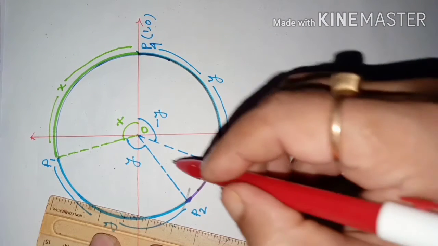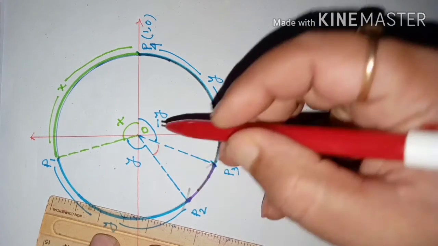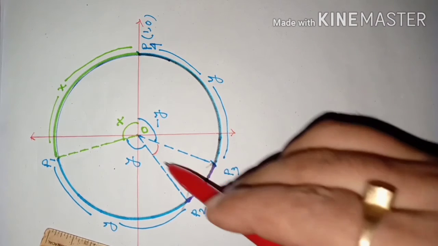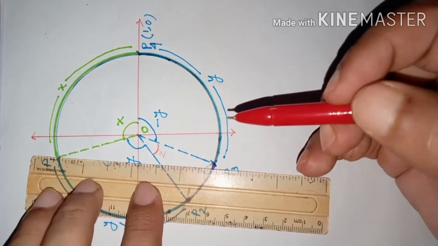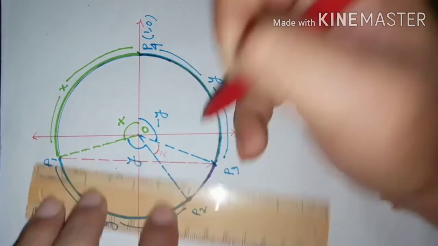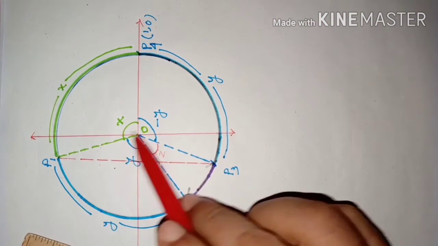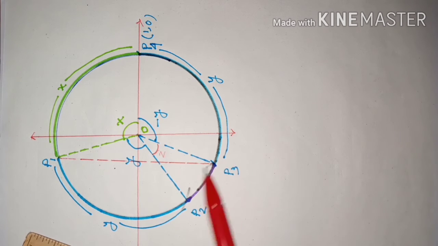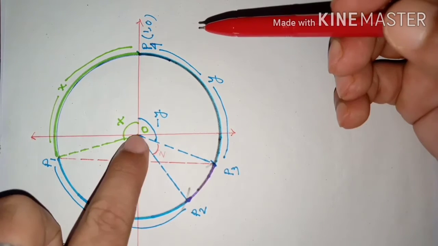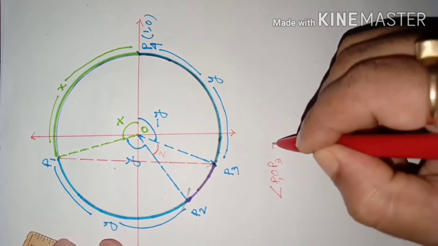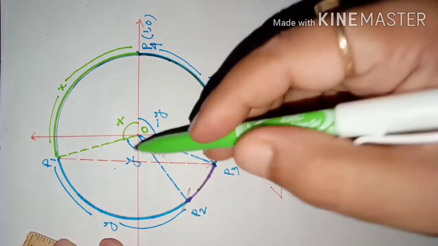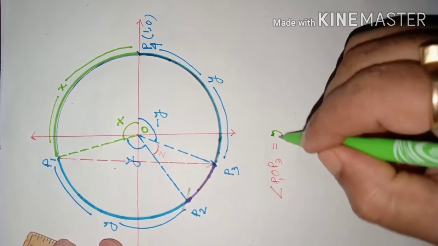Now, dear students, suppose this part, which is subtended by the arc P2 P3, is z. This angle is z radian. Now if I join this point P1 with P3, I will get a triangle here. Just you see, this is a triangle. That triangle's name will be P1 O P3. What is the measure of its angle P1 O P3? Using the diagram, its measure will be y plus z radian.